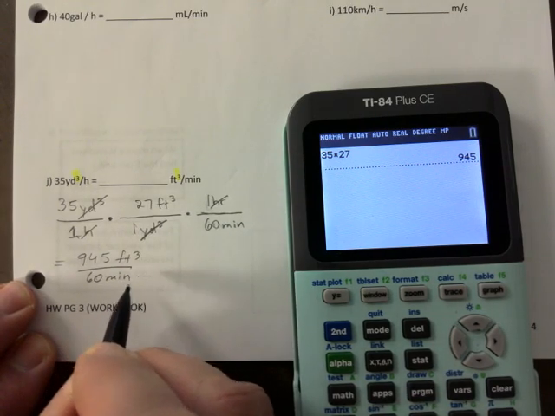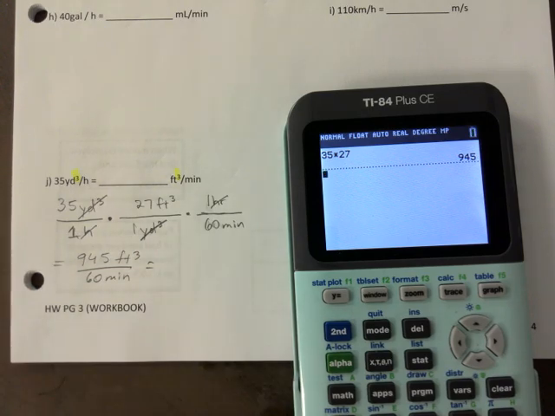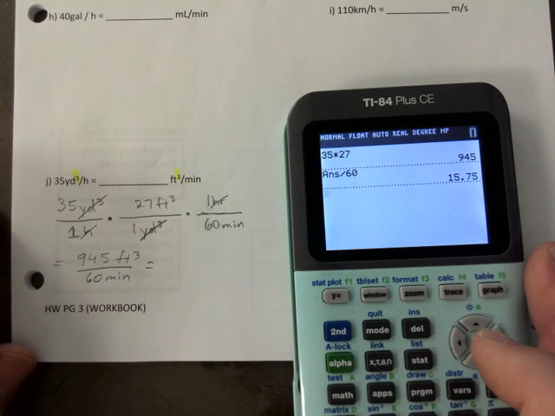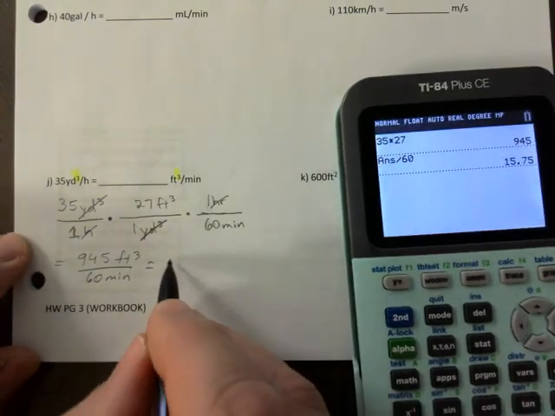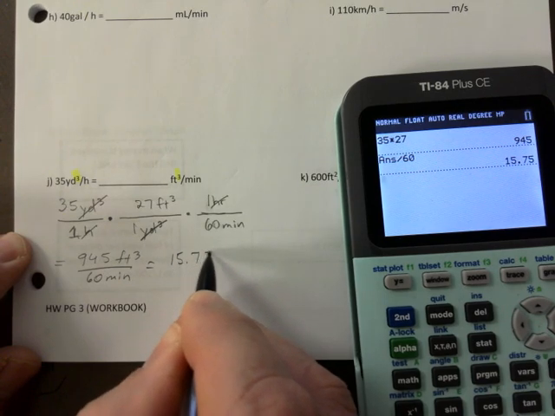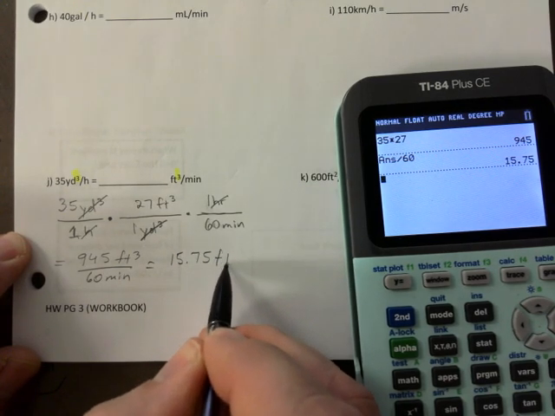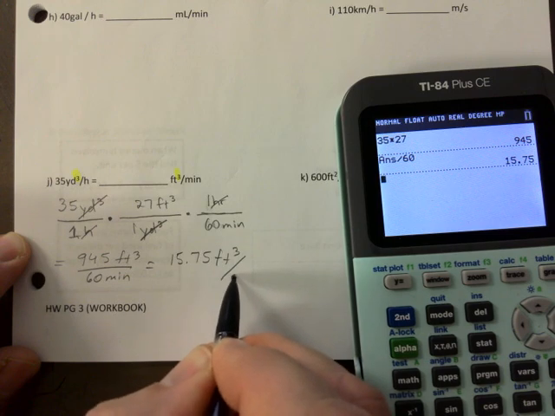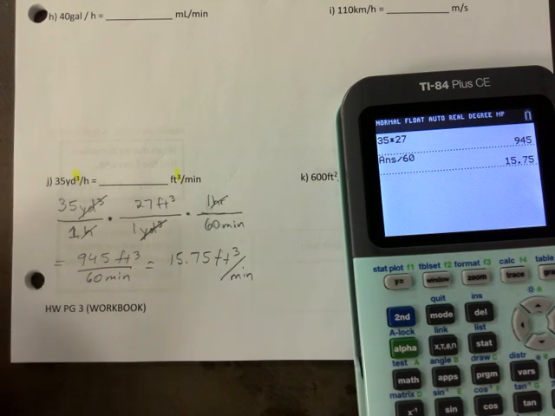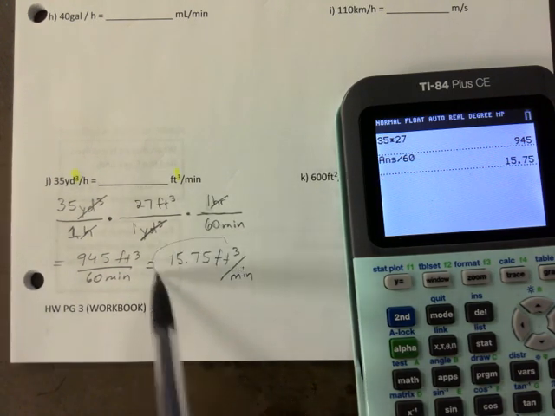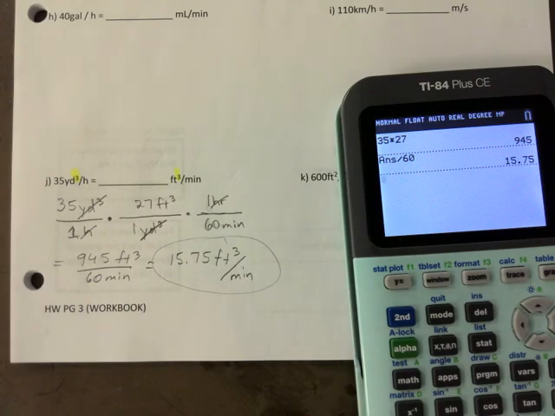And now we divide. 15.75. It's actually finite. Don't need to round here. Cubic feet per minute. It's the equivalent.